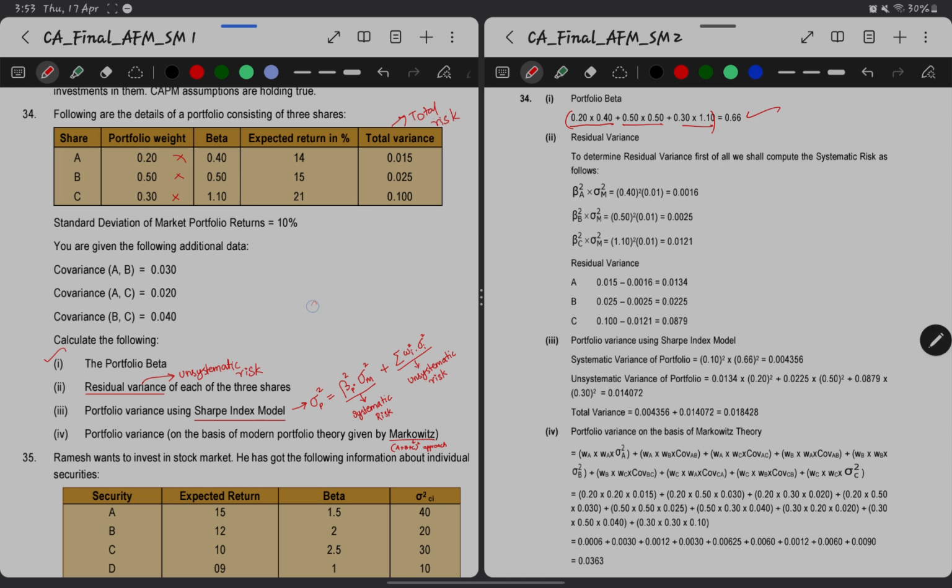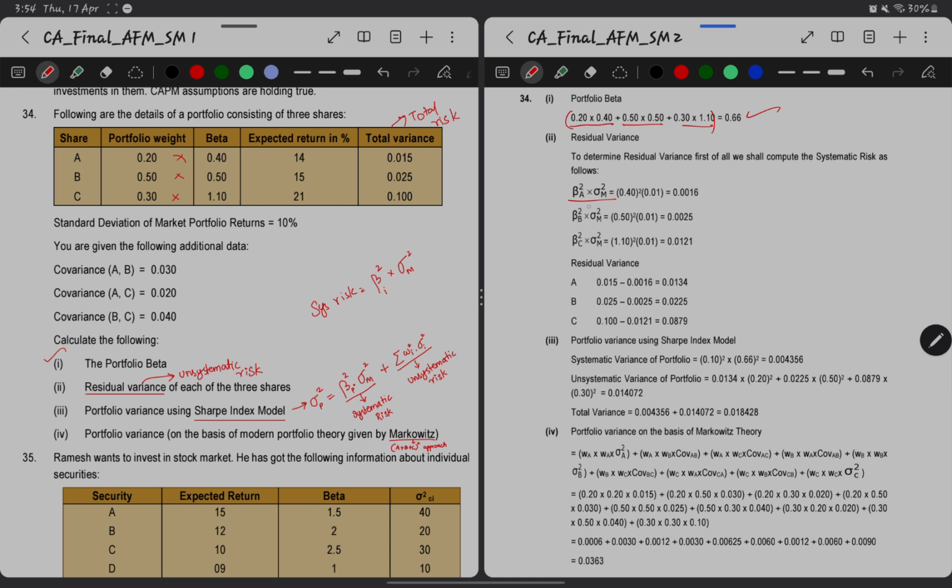To find out the systematic risk, the formula will be the beta of the respective stock squared multiplied by the market variance, because beta signifies the stock's sensitivity towards the market return. So the market's risk multiplied by the beta will give us the individual stock's risk. And as we know, variance is already a squared standard deviation, so beta also we have to square, and this is the standard formula.